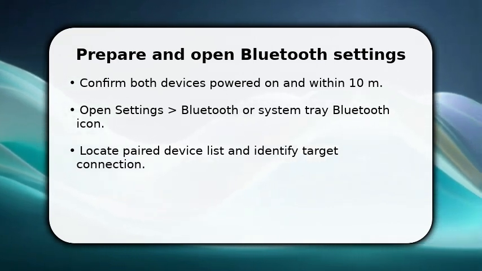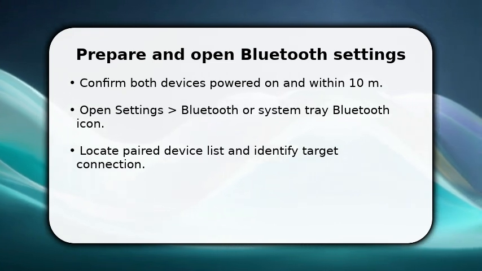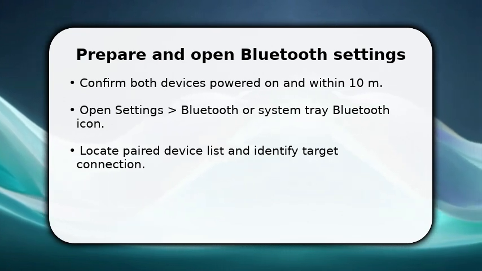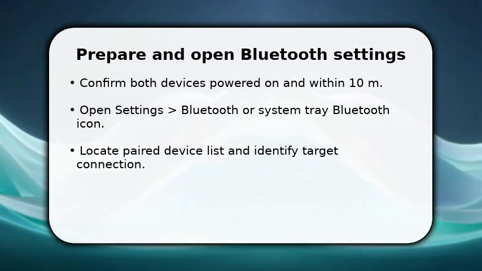Once there, scan the visible entries and identify the exact device name you want to remove, because deleting the wrong item requires pairing again later. Proceed when you see the correct entry.